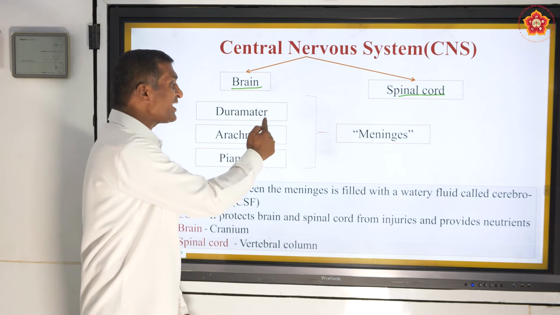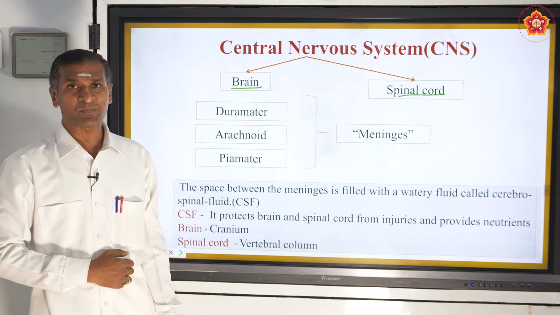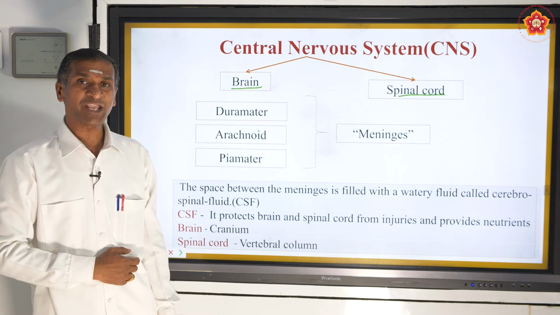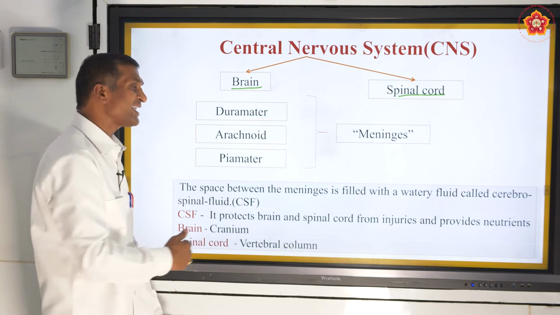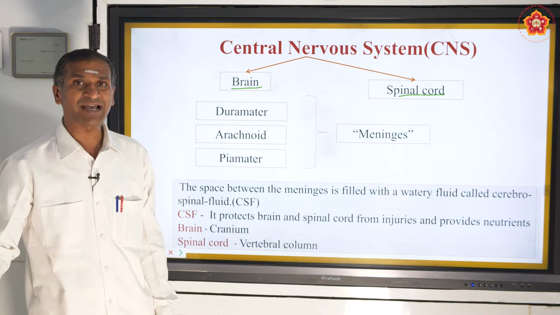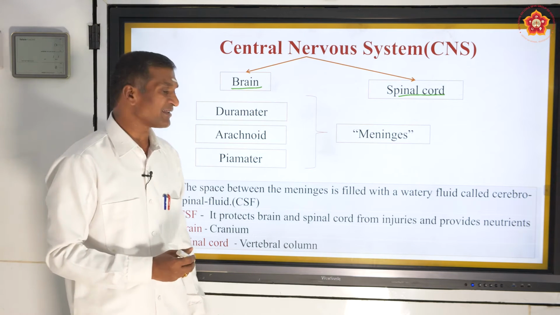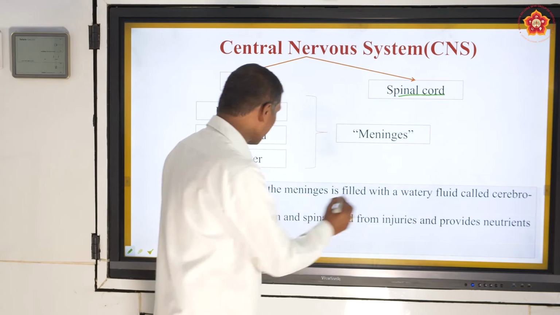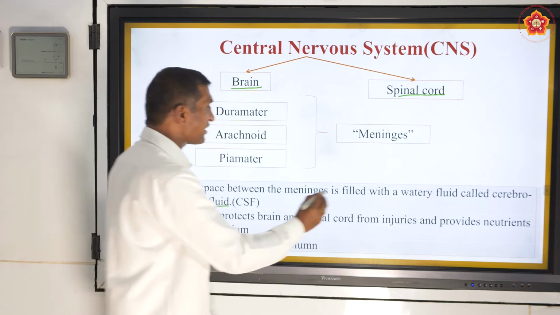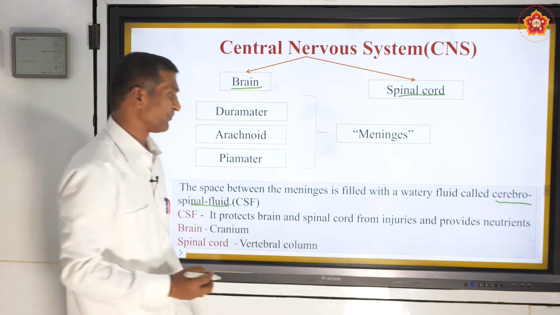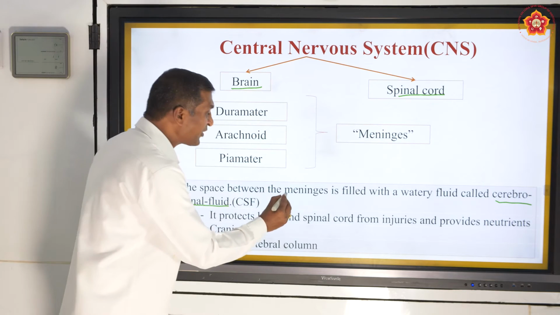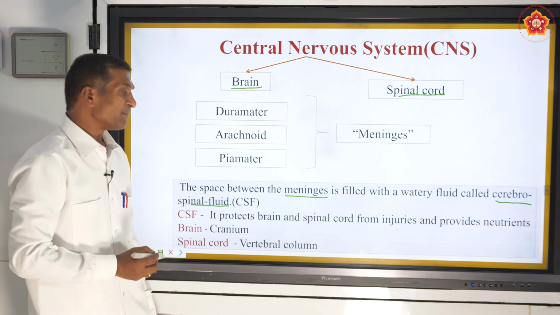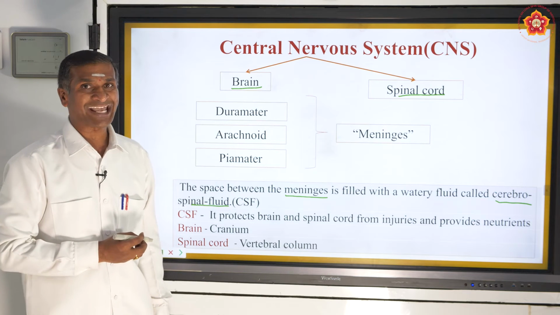And in between the layers of these membranes of the brain and the spinal cord, there is a fluid called CSF, cerebrospinal fluid. A watery fluid which is filled between the spaces of these meninges.